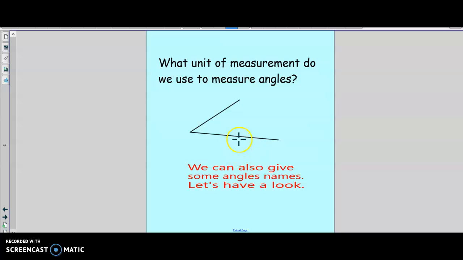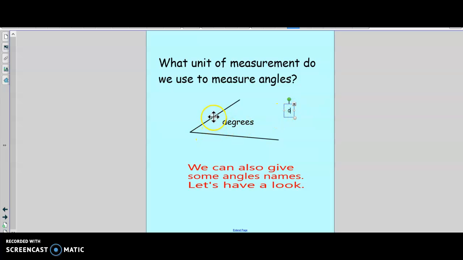There's an angle, and the size of that angle is measured in degrees. Just like that. And we can write the word degrees, but we can also use just a little symbol that looks like a zero next to a number to show that it's in degrees.